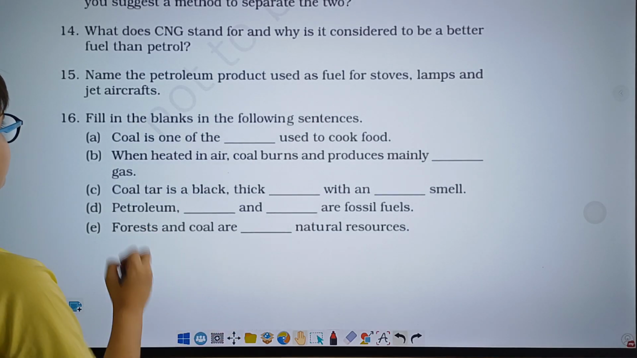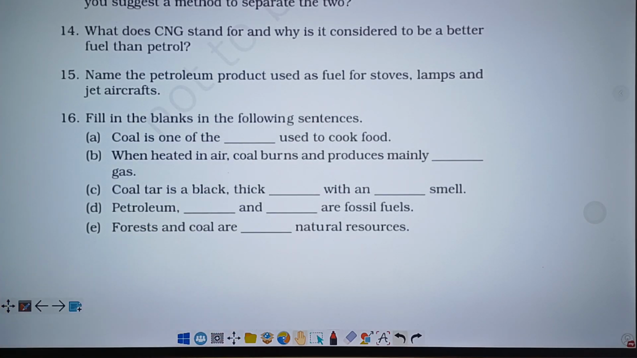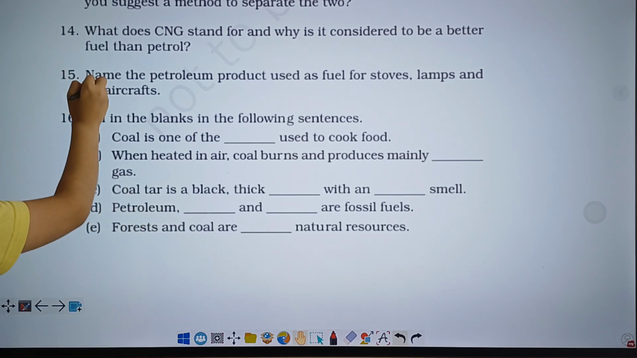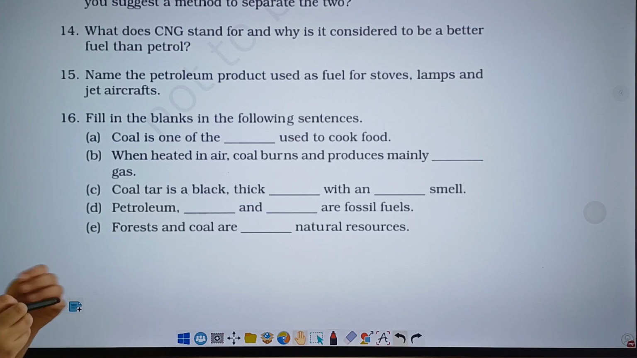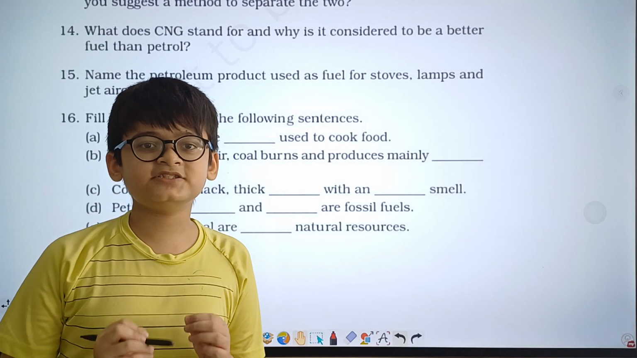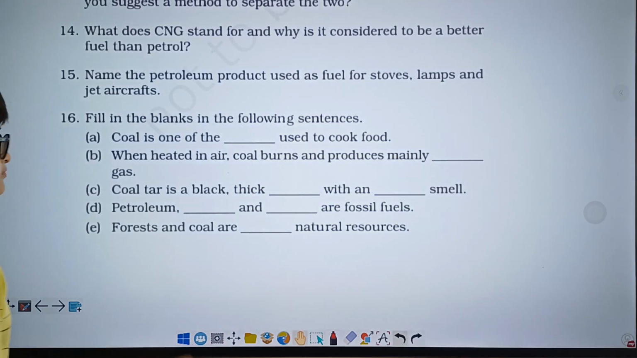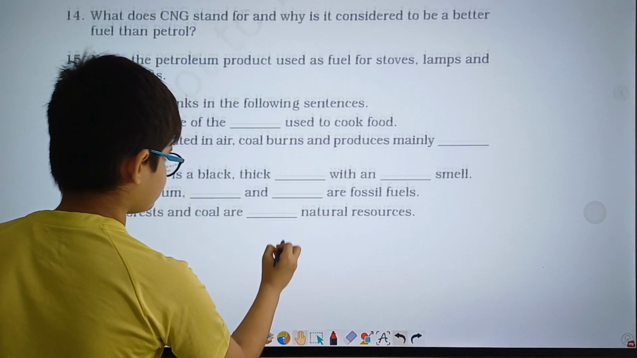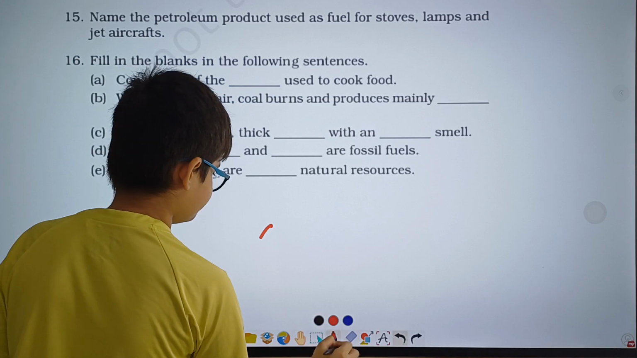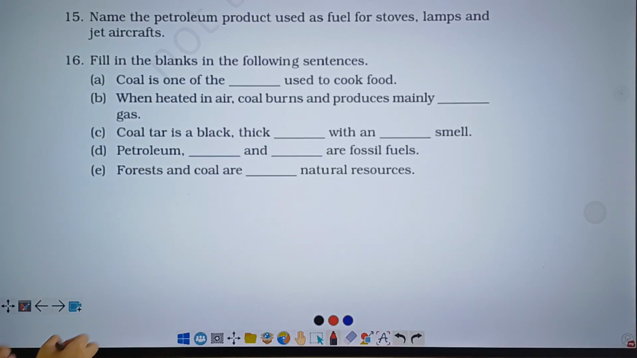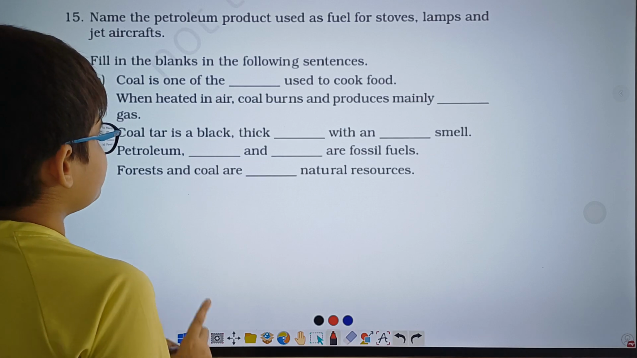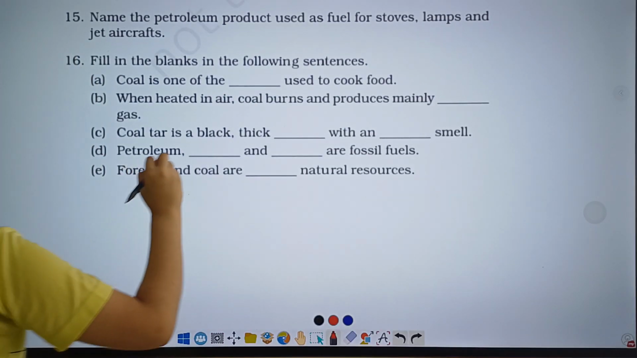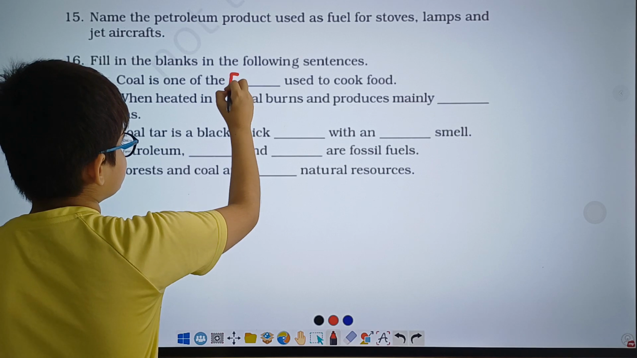Alright. Question 15. Name the petroleum product used as fuel for stoves, lamps, and jet aircrafts. The correct answer will be kerosene is used as a fuel for stoves, lamps, and jet aircrafts. And then, the final question for today. Fill in the blanks in the following sentences. Coal is one of the gas used to cook. The correct answer is fumes.